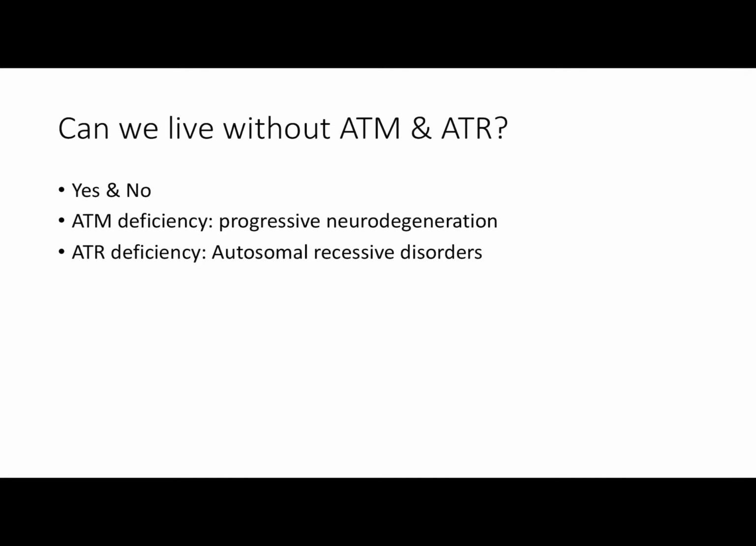So by having deficiency of the ATM, you are more than likely going to have progressive neurodegeneration, immunodeficiency, predisposition to malignancy, and radiation sensitivity. So those are just some little clues to look for.